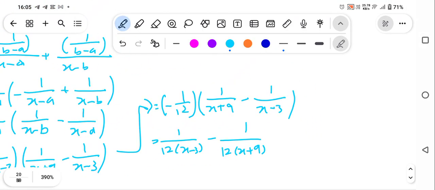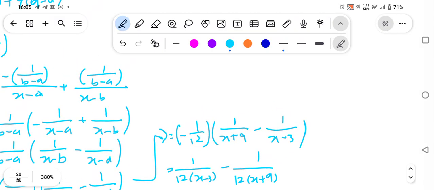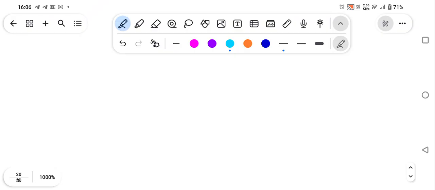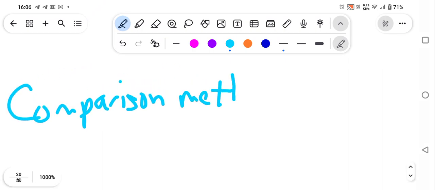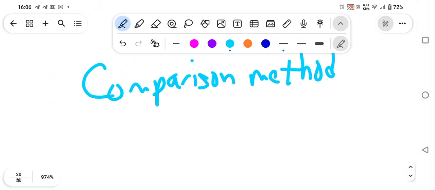So since all of the work we've done, I only showed you one method. And what about the second? The second would be comparison. So what's the comparison method? Well, let's try it in one question.